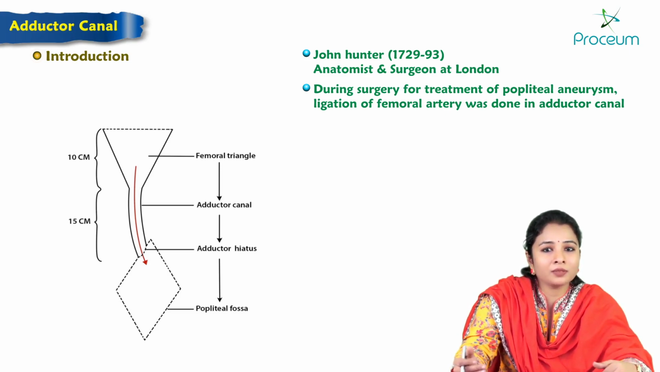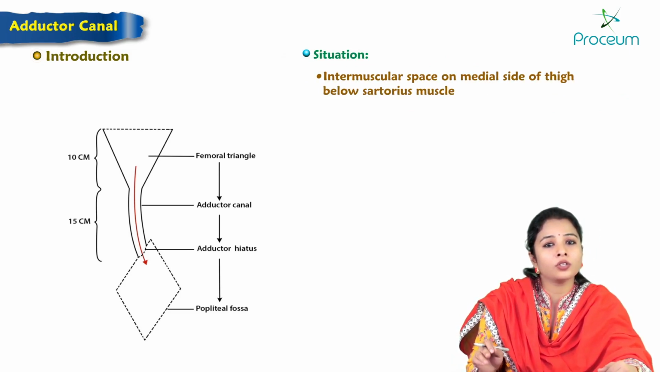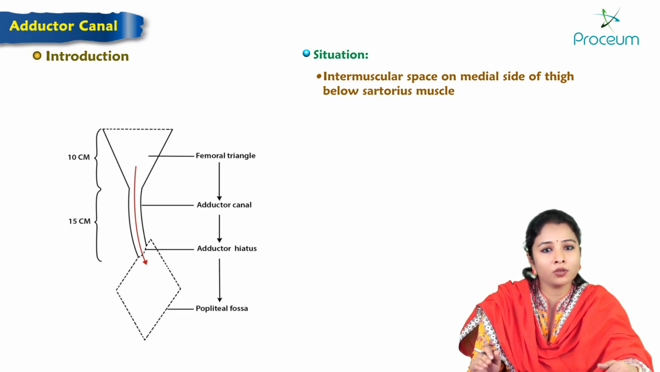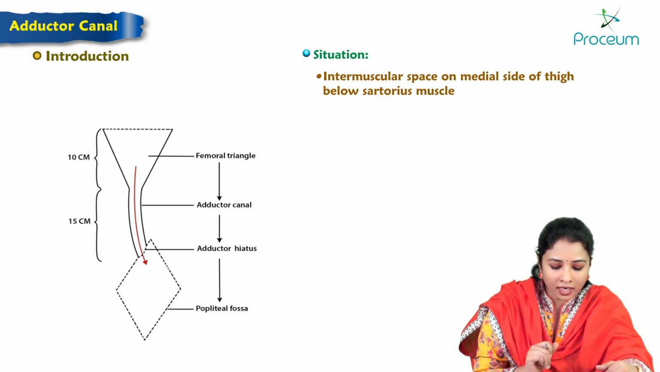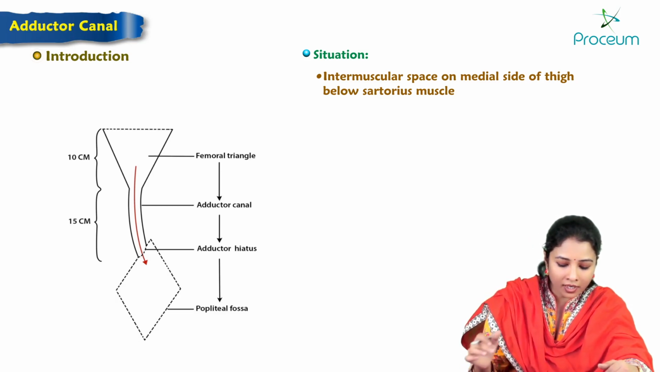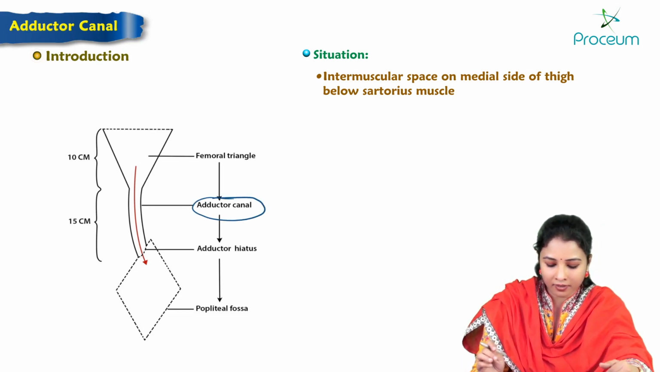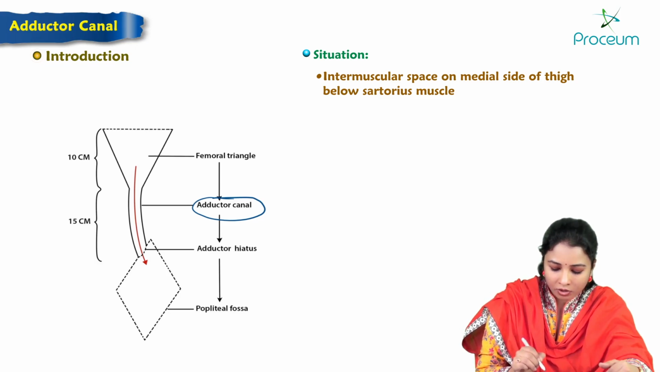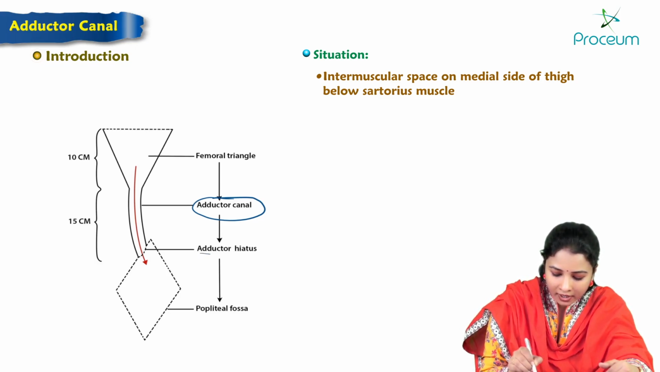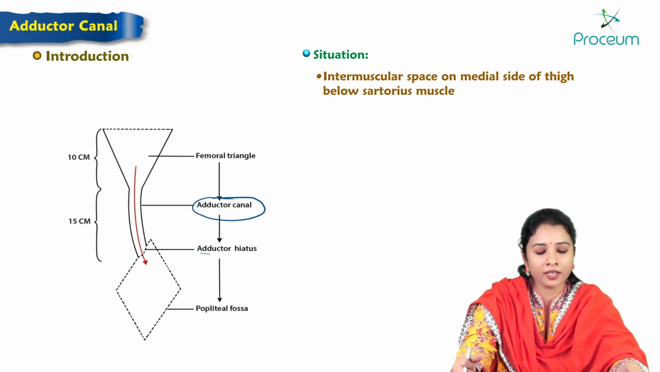So let's see where it is present. The adductor canal is an intermuscular space on the medial side of the thigh, below the sartorius. It is the continuation of the femoral triangle above, and it opens into the popliteal fossa below. The length of the adductor canal is 15 centimeters, and it opens into the popliteal fossa via the adductor hiatus, and above it continues from the apex of the femoral triangle.